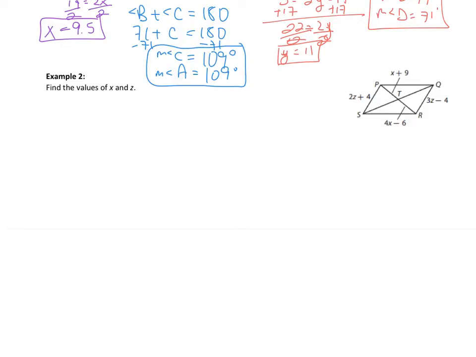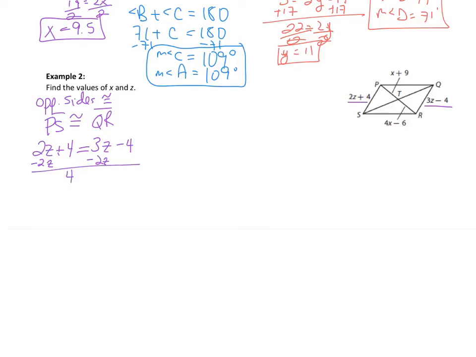In example 2, when we see the parallelogram PQRS, I see two sides that are opposite of each other, and we know that opposite sides in a parallelogram are congruent. PS then is congruent to side QR, so we can set those equal to each other. So 2z plus 4 will equal 3z minus 4, and we can use this to solve for z. We can then subtract the 2z from the left. We get 4 equals z minus 4. We can add the 4 to the other side, and we get 8 equals z.